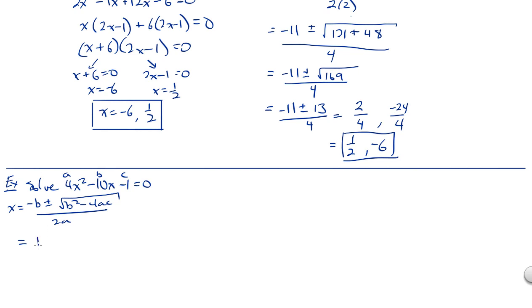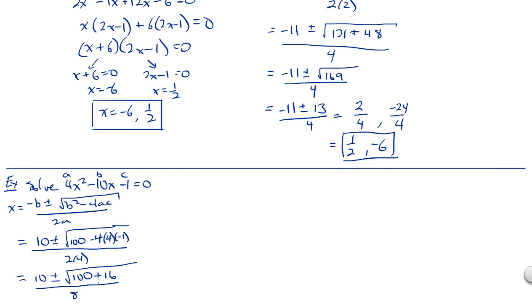So negative b is positive 10, plus or minus 10 squared. I'm just going to write 100. It's technically negative 10 squared, but the negative gets killed off. That's minus 4 times a, which is 4, times c, which is also negative 1, all over 2 times 4, or 8. That's 10 plus or minus the square root of 100. Now this is negative 4 times negative 1, that's plus 16 total, over 8. So this is 10 plus or minus the square root of 116 over 8.